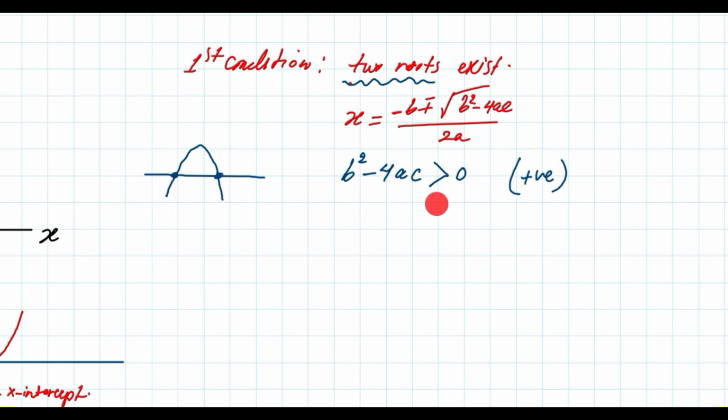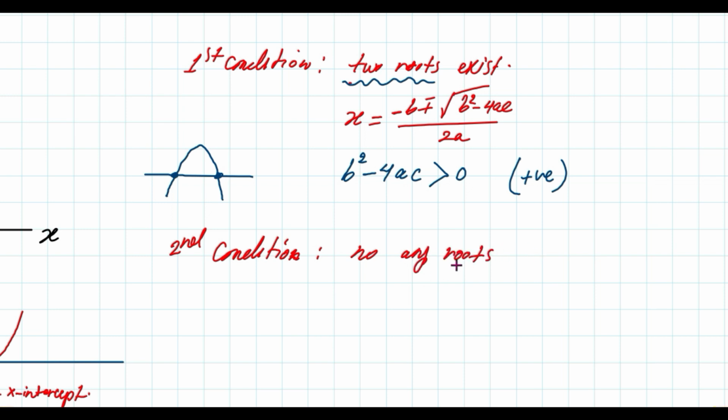And this condition is important, and it is applied in other cases when there is a line meeting a curve at two distinct points. When they meet each other at two points, we can apply this condition in order to solve the question. And the second condition is no roots.